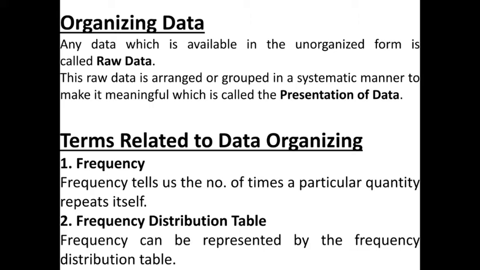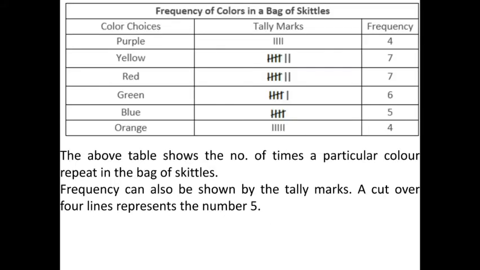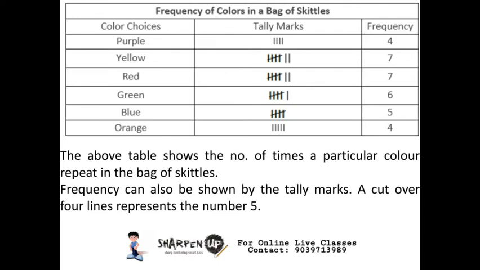The second is the frequency distribution table. Frequency can be represented by the frequency distribution table. Here we have a frequency distribution table which is representing the frequency of colors in a bag of Skittles. Frequency can also be shown by tally marks. A cut over 4 lines represents the number 5.